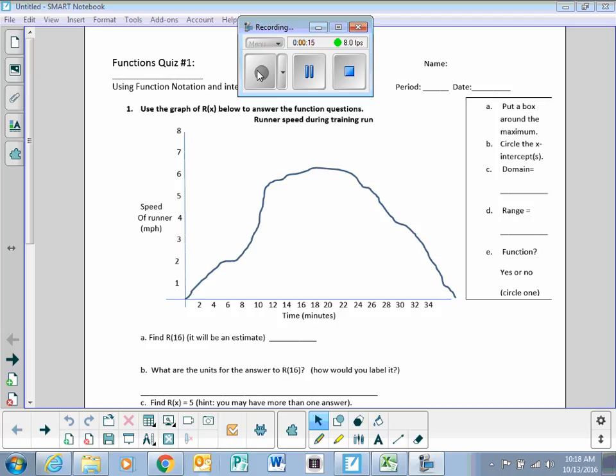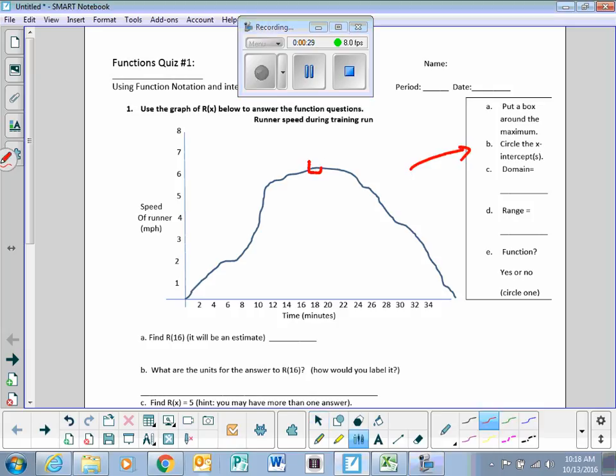Okay. So, first off, we're going to take a look at a graph. Number 1, lots of questions on this graph. The first thing we're asked to do is to put a box around the maximum of the graph. The maximum, which means the highest point, looks to be about right there. We also needed to circle the x-intercepts. It's going to cross the x-axis there and there. If you missed one of those, it was half a point off.